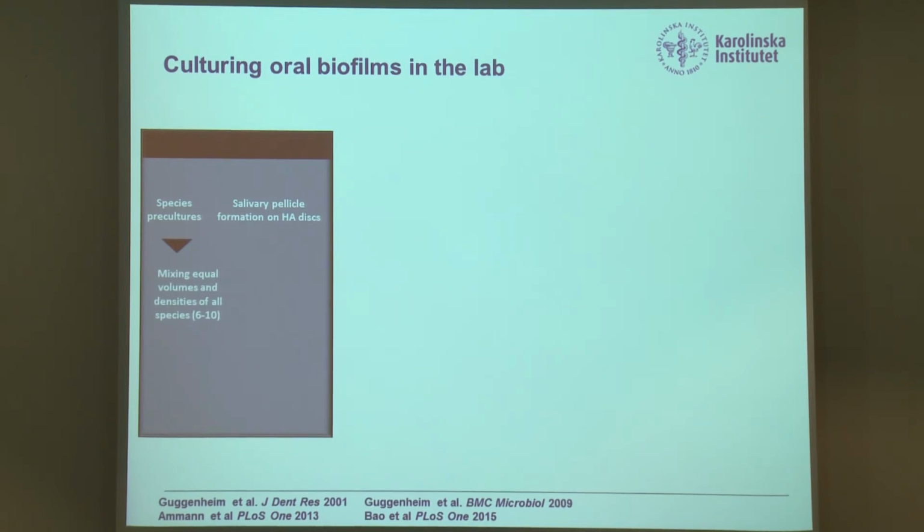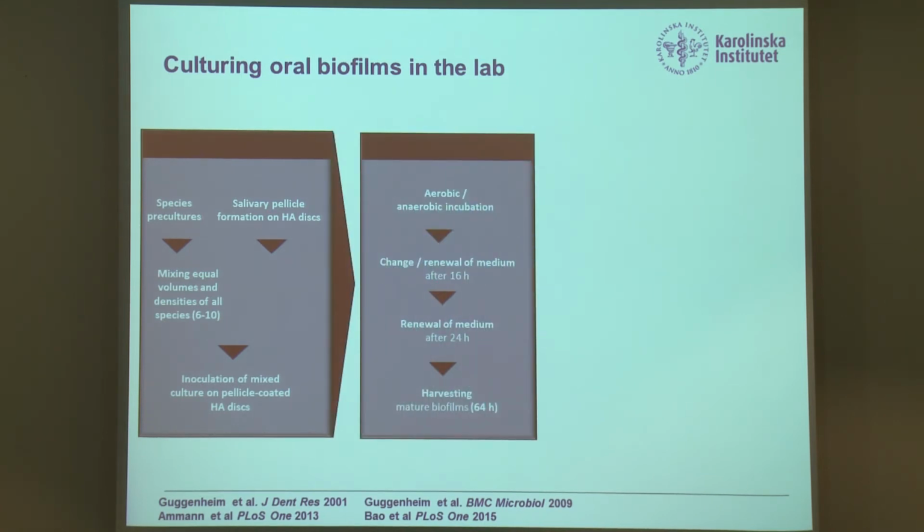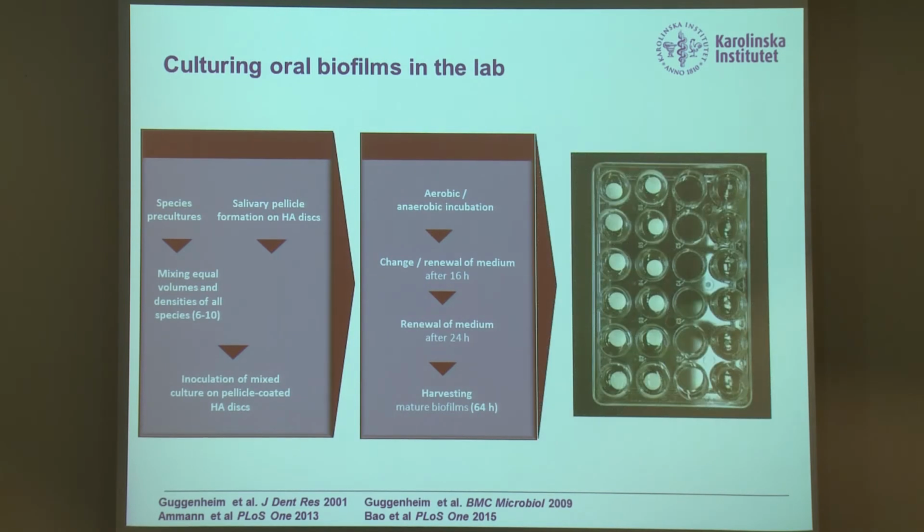So we mix in different combinations the bacteria, 6 to 10 different species depending on the model that we're using, and we inoculate this mixed culture on a pellicle coated hydroxyapatite disc, and we can culture it aerobically or anaerobically depending on the species that are contained there. Change the media over the course of a few days, and we can harvest the biofilm at 64 hours or so. But there can be variations for longer or shorter incubation. So after 64 hours, that's what we get in our laboratory.